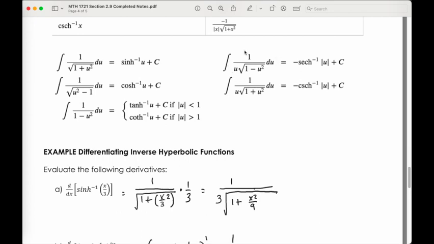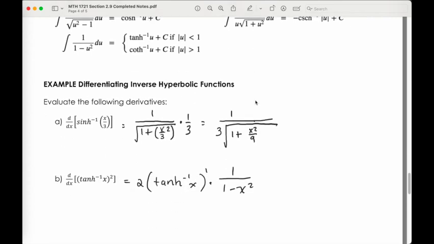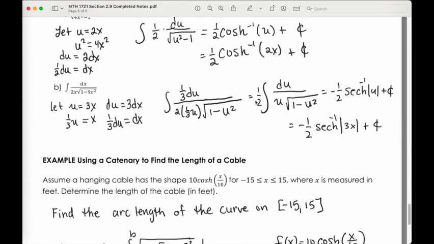That's this right here. I'm using this one. So I have negative, that's part of the formula. The 1/2 was just a constant that I had out in front. So I have negative 1/2 hyperbolic secant inverse, and then absolute value, plus the constant c. And then I did a substitution and plugged 3x back in for u. So here's my final answer right here.